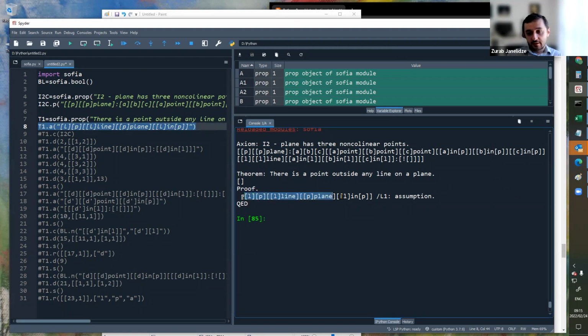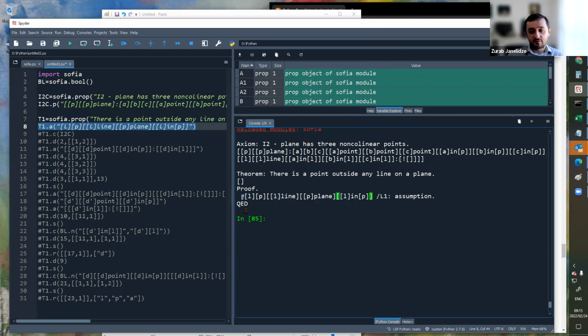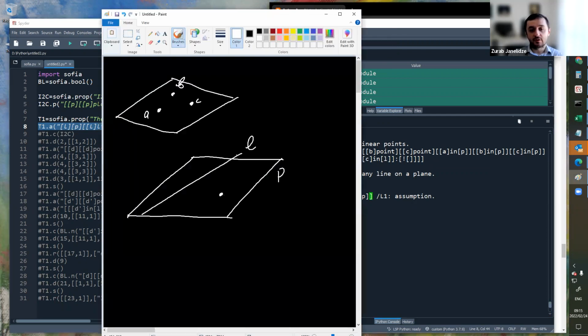So if we look at this line, the first line, it says that we have L, we have P. We know that L is a line. We know that P is a plane. And we know that L lies on P. So that's exactly this initial data before we say that the point must exist. We want to prove now that the point must exist outside the line lying on P, right? So we're going to assume that we have a line lying on P, and the hope is that eventually after some steps, we will come to the conclusion that there exists a point that does not lie on L, but lies on P.